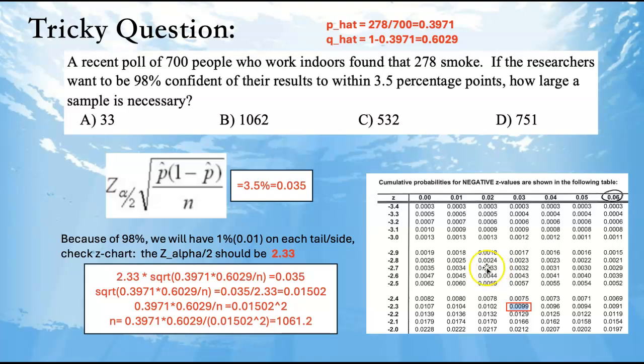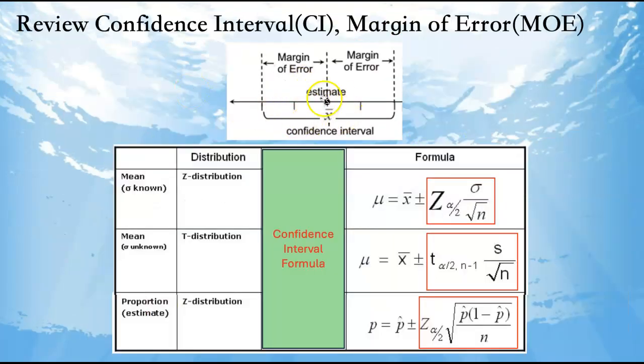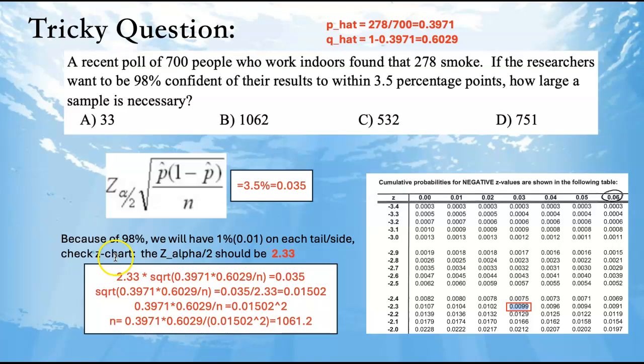When we're talking about backward here, 98% in the middle. If you remember, 98% in the middle, in the confidence interval, that gives us each tail on each side about 1%, 1%. If you remember the bell-shaped curve, right? So that gives us, based on that, 1%, which is 0.01.